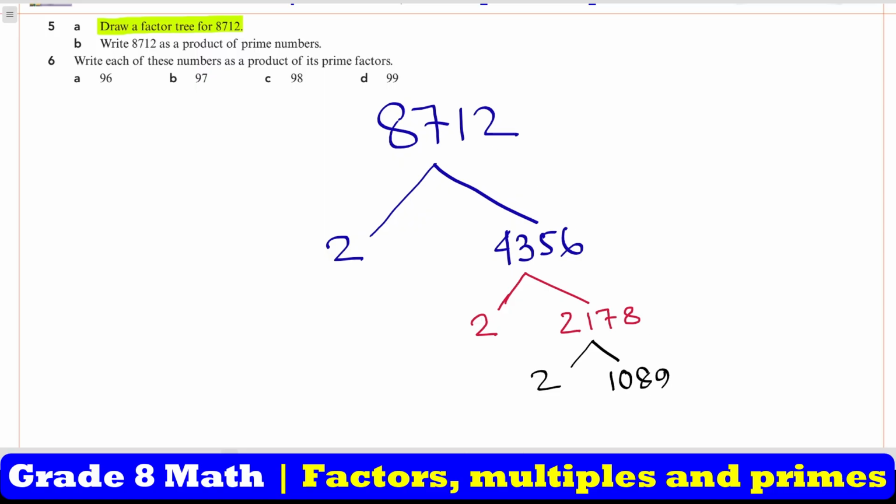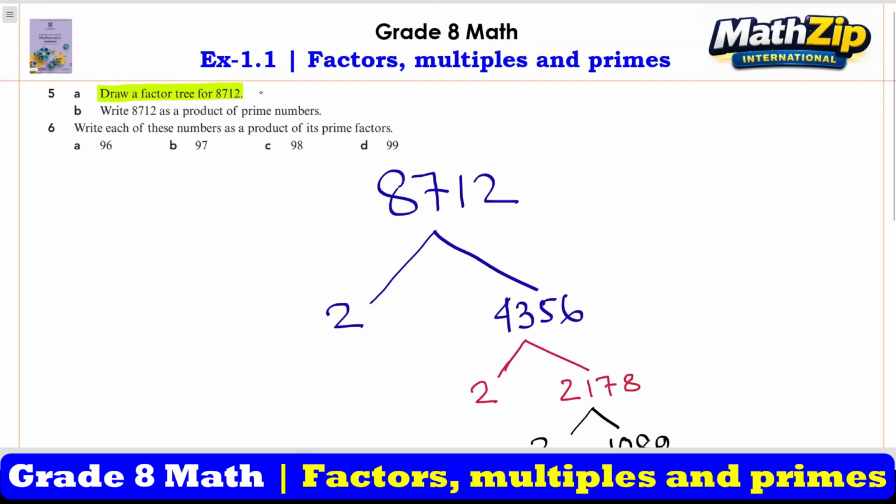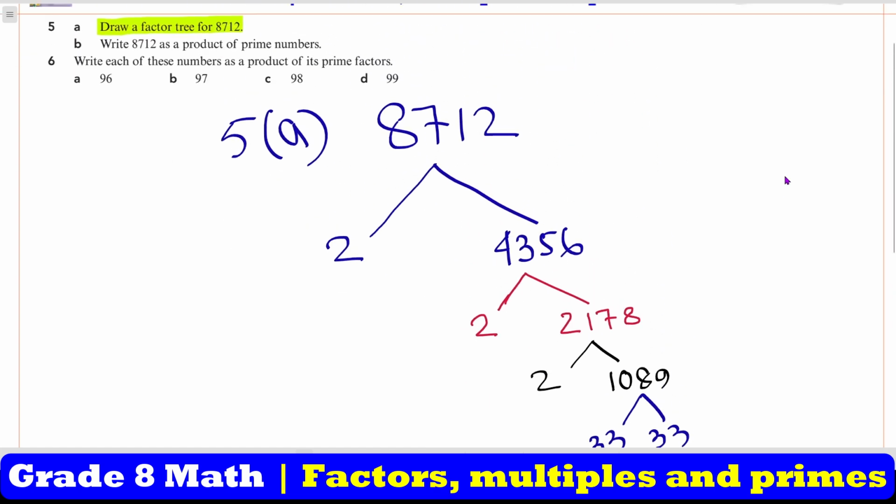1089, right? What can we do? It's a trick. 1089 is a perfect square. So the result is 33 and 33. Very simple. This one is number 5a. Now our question: 8712 as a product of prime factors. So it's number 5b.